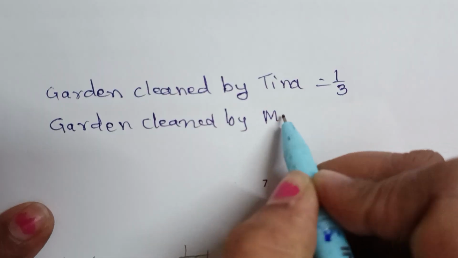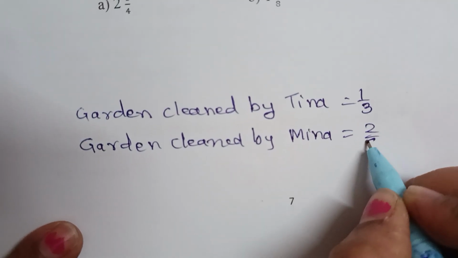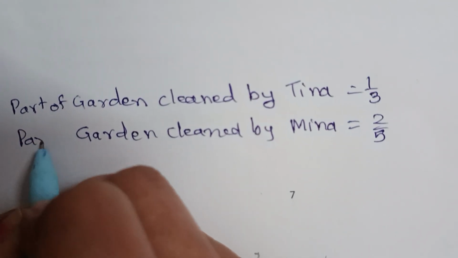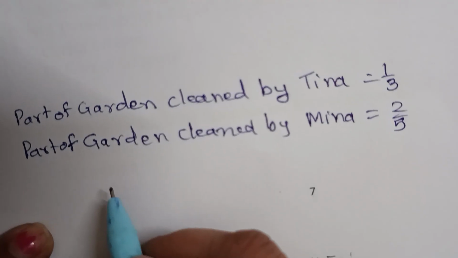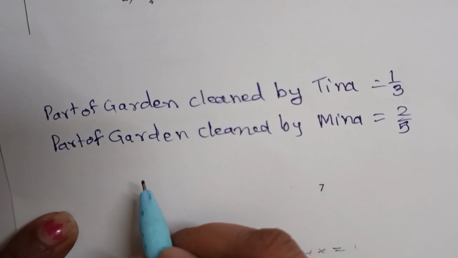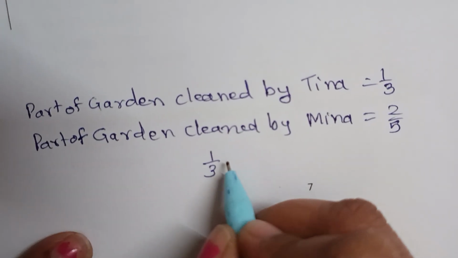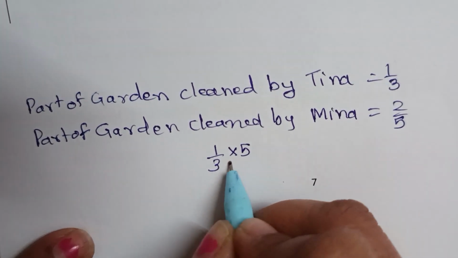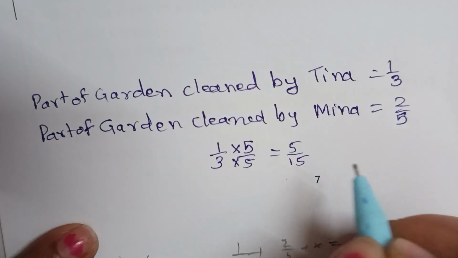by Meena is equal to 2 upon 5. Total part of the garden did Meena and Tina help in cleaning. So here we have 1 upon 3. First we'll make the denominator same to compare. So 1 upon 3 into 5 upon 5 is equal to 5 upon 15.